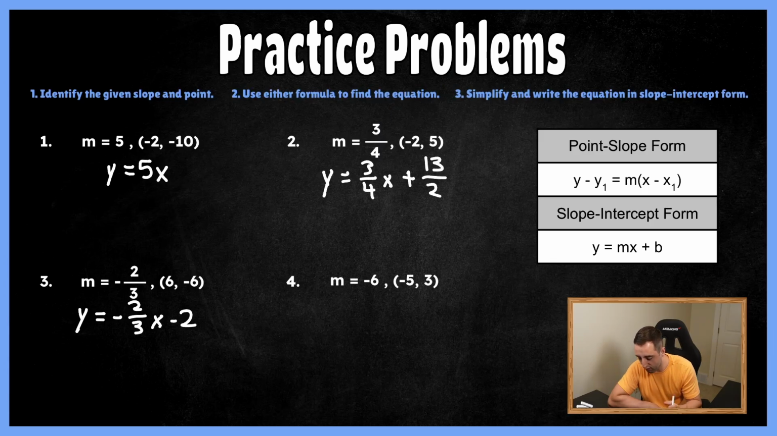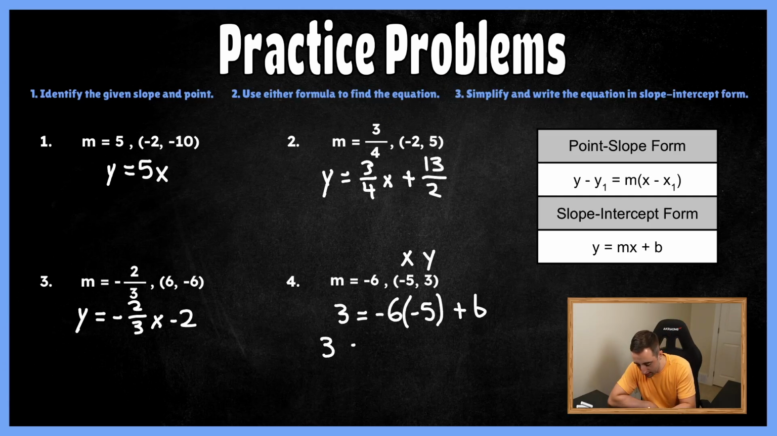And then finally for number 4, we're going to use slope-intercept form. So this is x, this is y. Let's go ahead and plug in here. We get 3 equals negative 6 times negative 5 plus b. Again, we're solving for our y-intercept or b first and then plugging it back into slope-intercept form. So we get 3 equals negative 6 times negative 5 is a positive 30 plus b. We want to subtract 30 on both sides to get b by itself, so these will cancel. 3 minus 30 is negative 27 equals b.